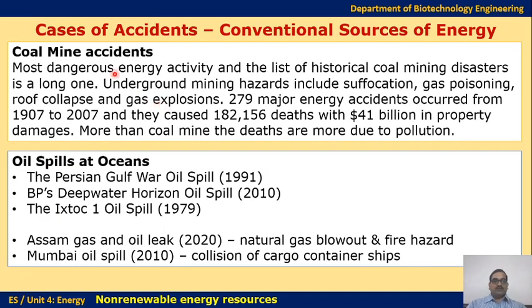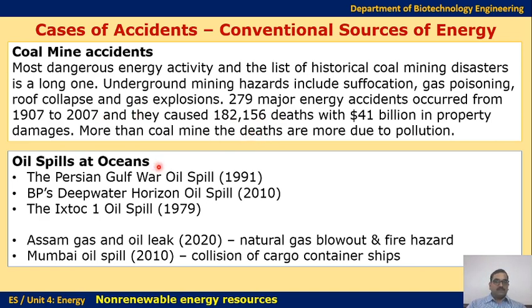Coal mines are not far away from accidents. There are about 279 major accidents that have taken place from 1907 to 2007. A lot of deaths have taken place, and it's quite common to have deaths in coal mines because of carbon monoxide and low oxygen levels at the depths.